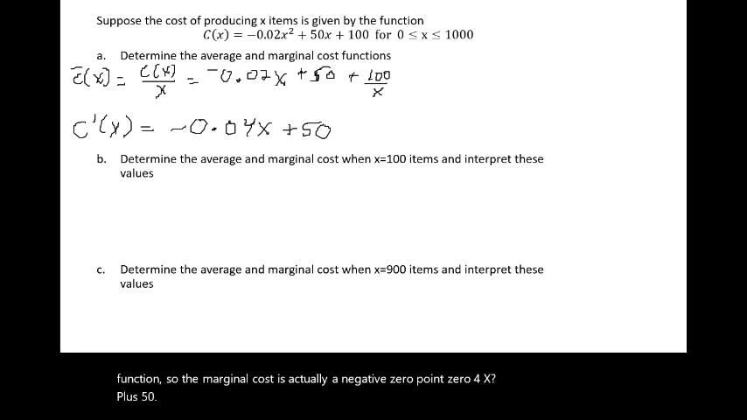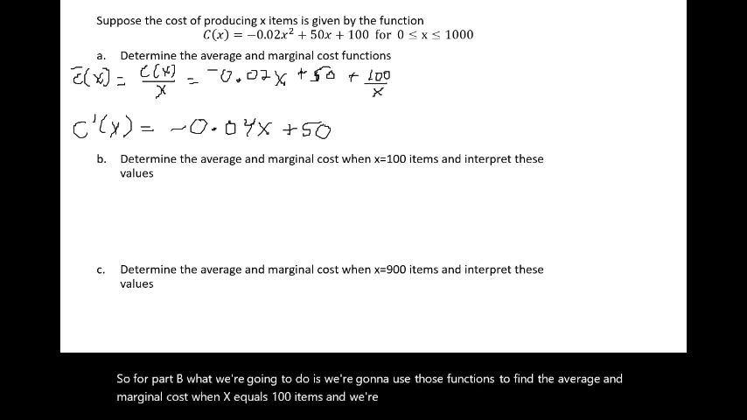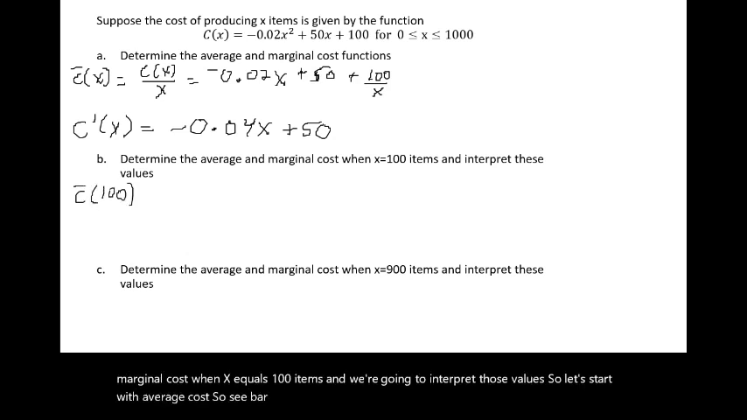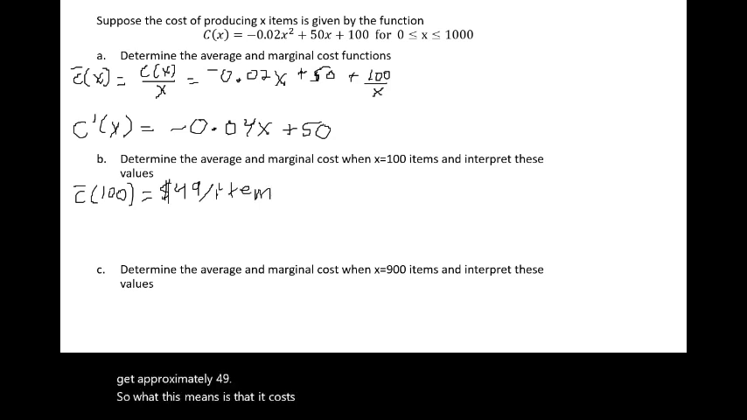So for part B, we're going to use those functions to find the average and marginal cost when x equals 100 items, and we're going to interpret those values. Let's start with average cost, C bar of 100. We plug 100 into the average cost function, and we get approximately 49. What this means is that if you have 100 items, it costs on average $49 an item to make them. So for the first 100 items, it costs $49 an item on average.